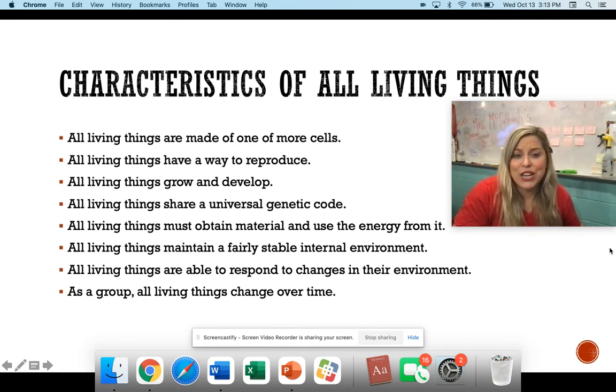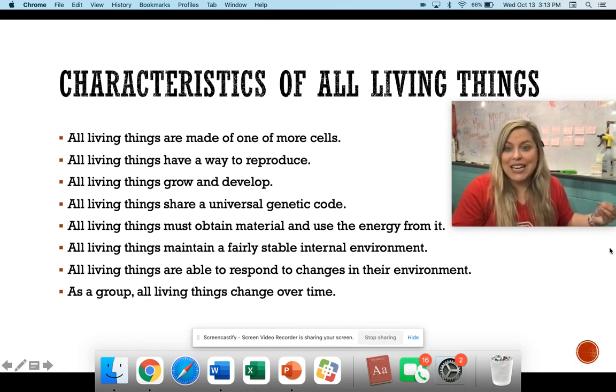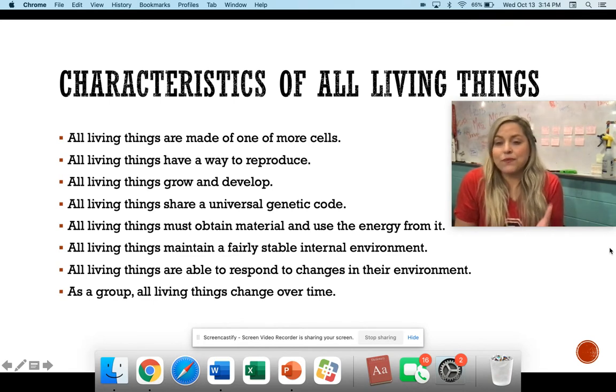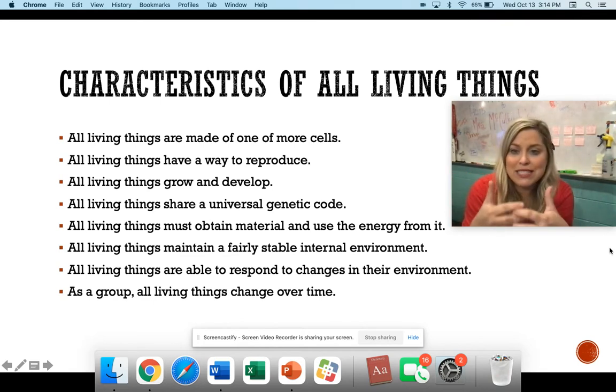All living things share a universal genetic code. So think of us. We have DNA that makes us uniquely us, but it makes a human a human. Think about a dog. A dog also has a universal genetic code in its DNA. There's also other living structures that have all of their specific genetic information that makes it a bird, a snake. Just think of anything that would have DNA or RNA.